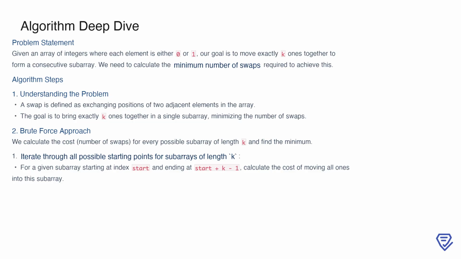To solve this, we can start by considering a brute force approach. This involves iterating through all possible subarrays of length k. For each subarray, we calculate the cost of moving all the ones into this subarray. By comparing the costs for all possible subarrays, we can determine the minimum number of swaps required to meet the goal. However, this approach is computationally expensive, as it examines all possible starting points for the subarrays of length k and recalculates the cost for each one.